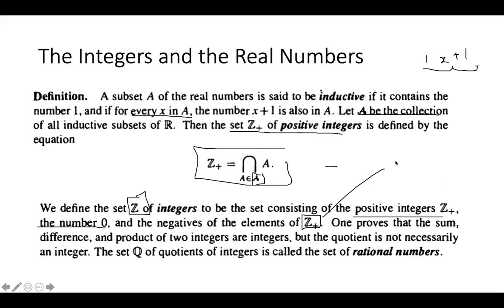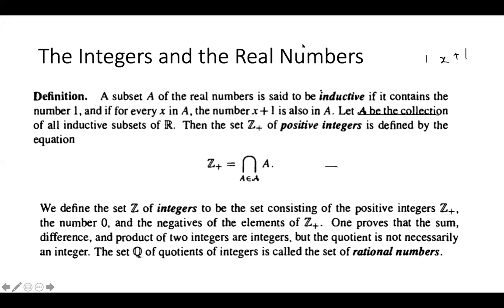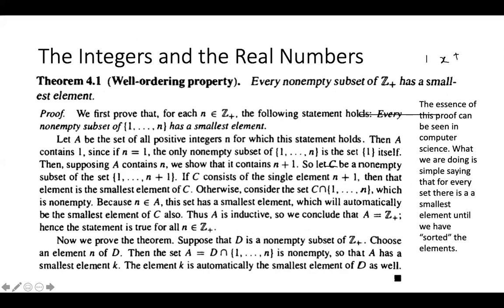Basically, this is just saying, without zero. And further, we can prove that the sum, difference, and product of two integers are integers, which is again another exercise to consider, and that the set Q of quotients of integers is called the set of rational numbers. These are just essentially definitions. And again, I think all of this is something most of us would have seen before in some form.